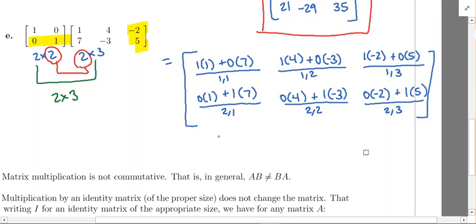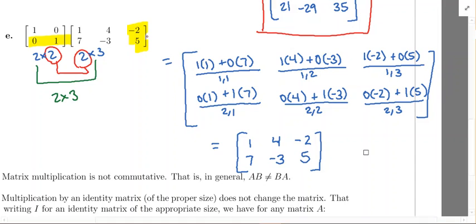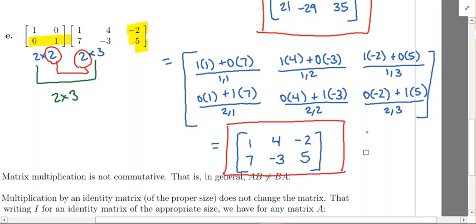Okay, let's go ahead and clean it up and see what we get. Okay, so 1 plus 0 is 1. Okay, 4 plus 0 is 4. -2 plus 0 is -2. Down here, 0 plus 7 goes in the second row, first column. And then 0 plus -3 is -3. And last spot is 0 plus 5. That's 5. Okay, so here is the matrix you get when you multiply. Okay, all right.